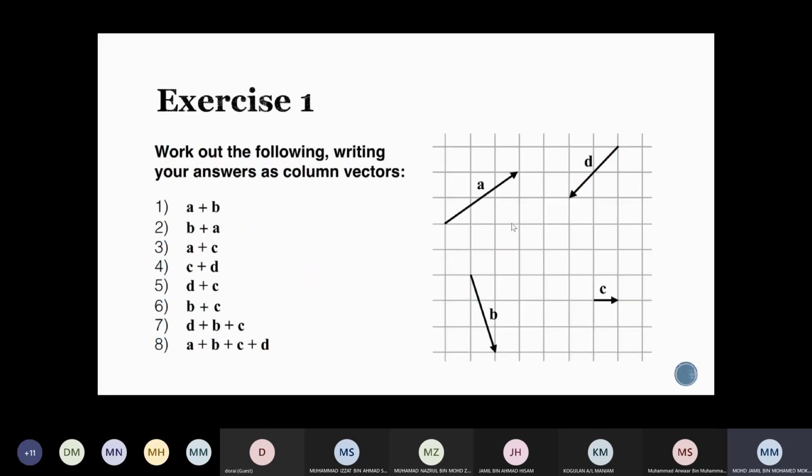Okay, so let's do some exercise. We have vectors A, B, C, D. If you have pen and paper, you can jot down in your paper. Can you draw the vector A plus B in your paper?